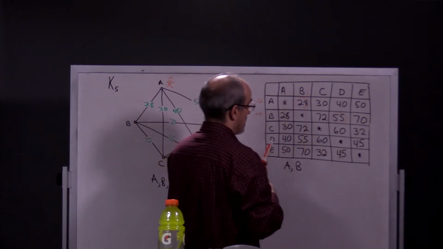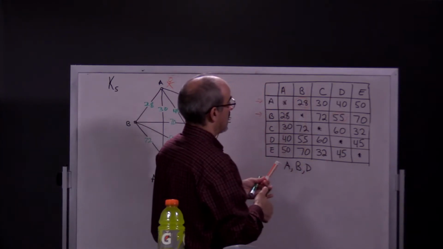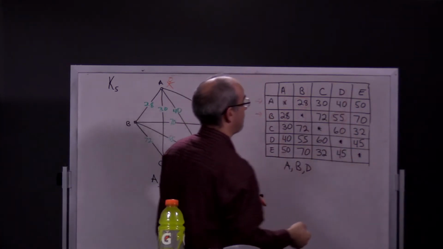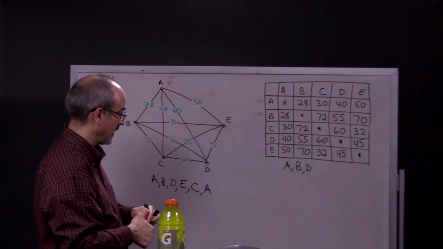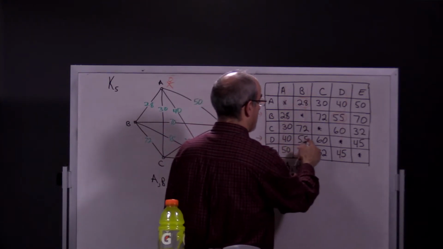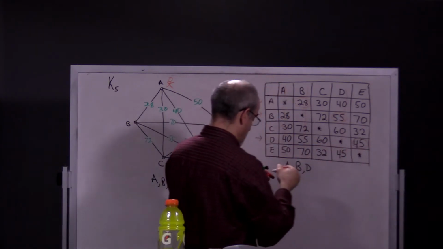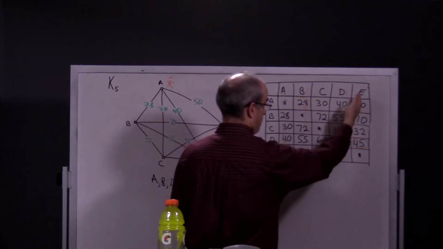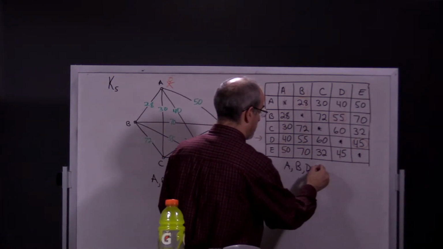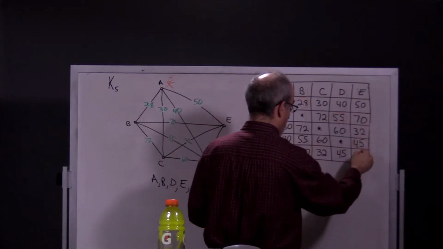D. So we're going to write down D, and then we're going to go like this, so we remember not to go back there. Now we're at D. You look for the smallest number that hasn't been crossed out yet, and it's 45, which is the number that's under E. Now we're going to cross that out.